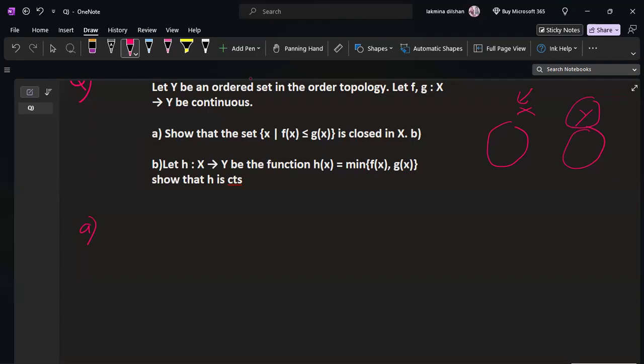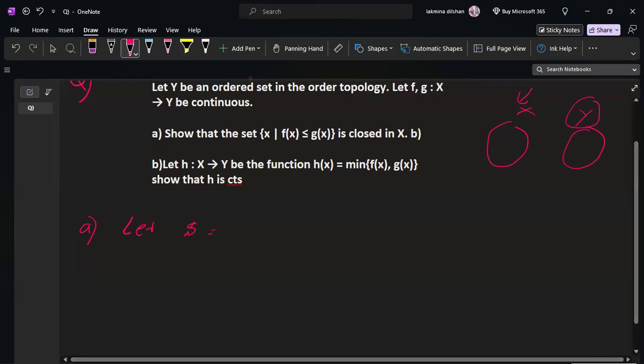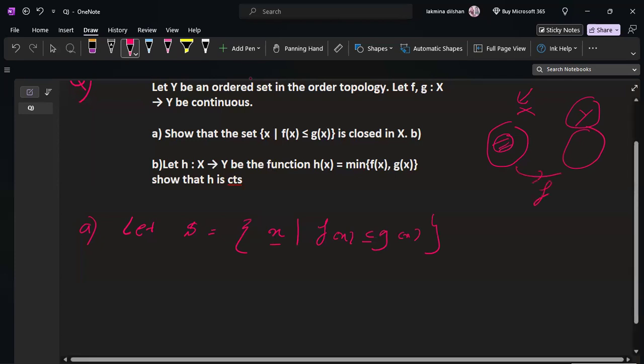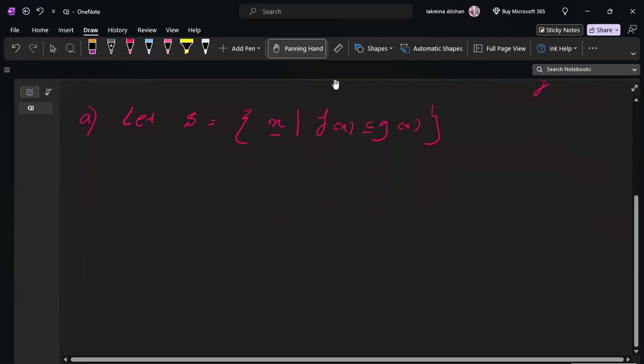First of all, let us name this set. Let S be the given set of X satisfying this certain condition. Please note that this set is a subspace of X, not Y, because the domain here is X, not the codomain. So it satisfies this condition, which means the image under f is less than the image under g. What are these f and g? These are continuous functions between two topological spaces. So we have to take that fact into account as well. Here I first name this set as S, I just gave a name for this set.